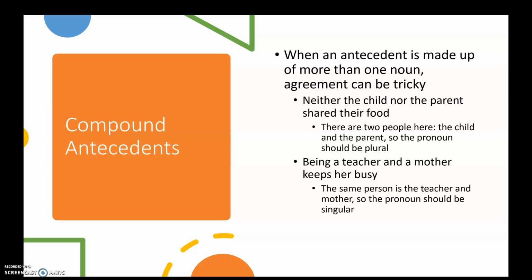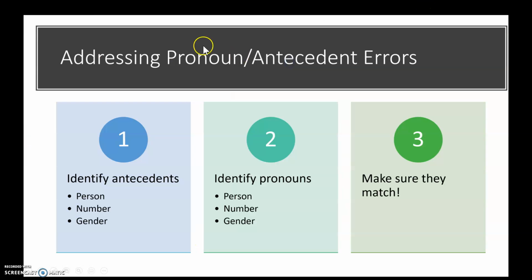So when you're looking at compound antecedents, you want to check and see how many people are being talked about, regardless of how many nouns are being replaced, and make sure it matches the number of people or persons being discussed. So we're going to stop here.